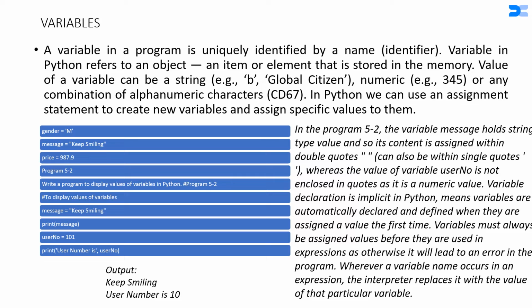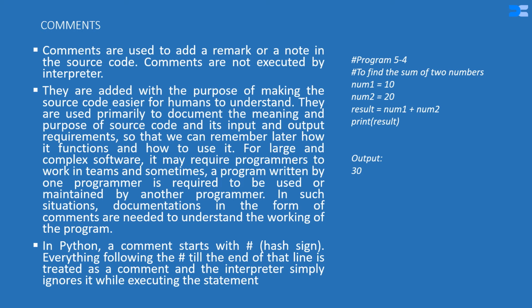Wherever a variable name occurs in an expression, the interpreter replaces it with the value of that particular variable. Comments. Comments are used to add a remark or a note in the source code. Comments are not executed by the interpreter. They are added with the purpose of making the source code easier for humans to understand.